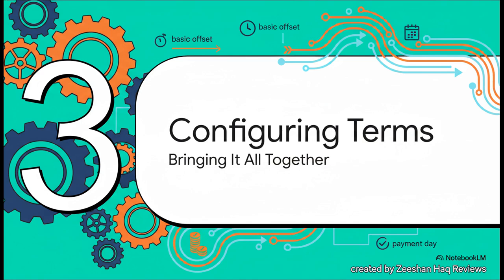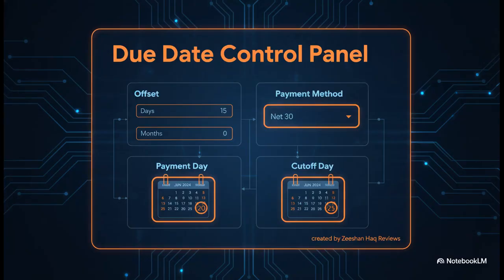Okay, so we've seen all the individual pieces, right? The basic day offset, the cutoff day, the payment day. Now let's see how the system actually combines them all into one single, powerful configuration. You can think of this whole setup as your central control panel for due dates. Within one single terms of payment configuration, you define all the rules at once: your base offset, your payment and cutoff days, and your payment method. You build the logic just one time, right here, and it works perfectly every single time after that.